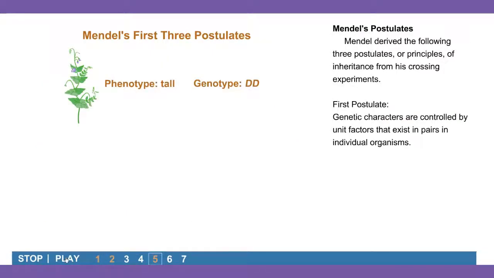So the postulates that he came up with, his first postulate was that there were these unit factors that exist in pairs in individual organisms. And like I've said before, it's just amazing that he came up with that all by himself without any knowledge of chromosomes or genes or even cells, really.